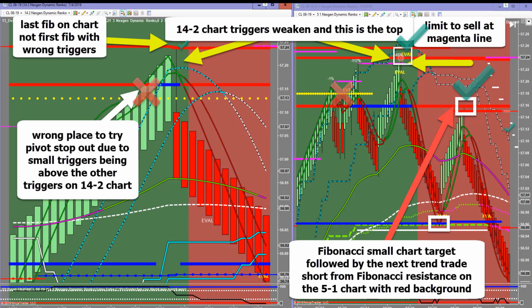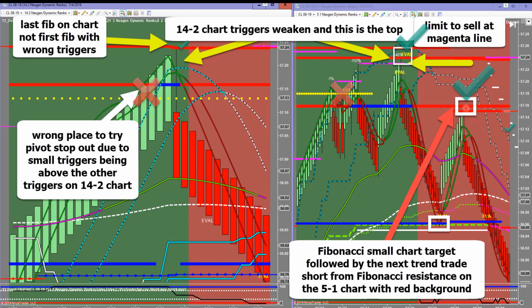The bonus is when this trade works, pivot stop out at the edge of fibs, we call it, because they kind of stop out the high. But you're getting filled on the way up at the limit, a limit to sell at the magenta line. It's a beautiful thing. When it doesn't work, you get run over, but when it works, it's really beautiful. So make a lot, lose a little. Sell high, buy low.